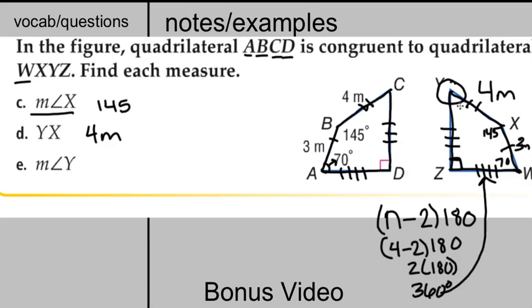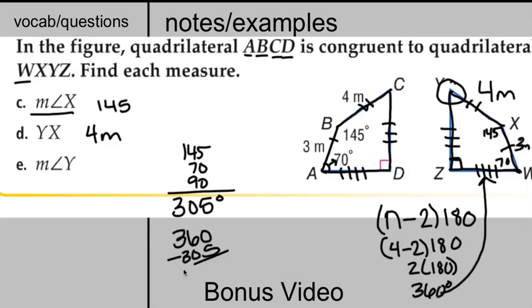This means that inside here there are 360 degrees total. Well, I know I have 145. I know that I have 70. And I know that I have 90. I know when I add all of these up, I'm going to get 305 degrees. This plus this plus this is 305. From this formula, I know there should be 360. So what does this need to be for it to equal 360? Well, I can take 360 and subtract my 305, and I'll get 55 degrees. That is the way to solve this problem.